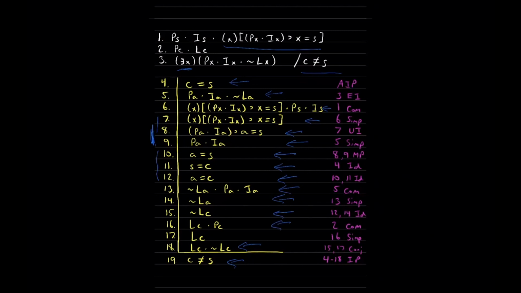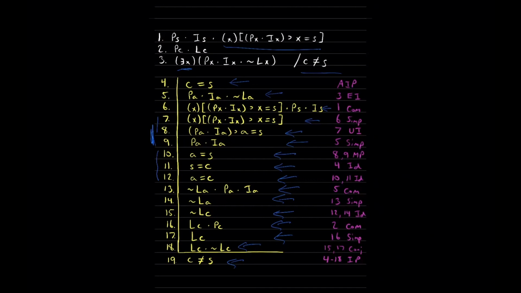Line 16 just reverses the order of the conjunction way back on line 2, according to commutativity, to give us LC and PC. Line 17 is just a simplification of that to get LC on its own line. And now, once we have LC and we have not LC, that would be on line 17 and line 15, we can conjoin those together to get an explicit contradiction.